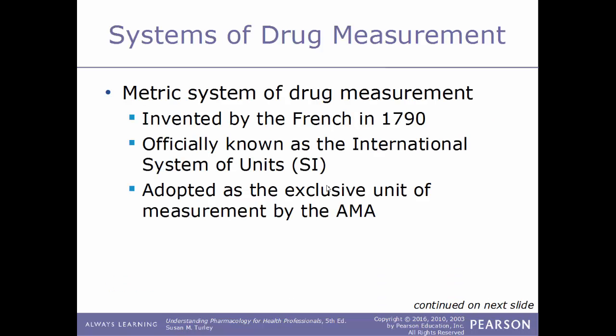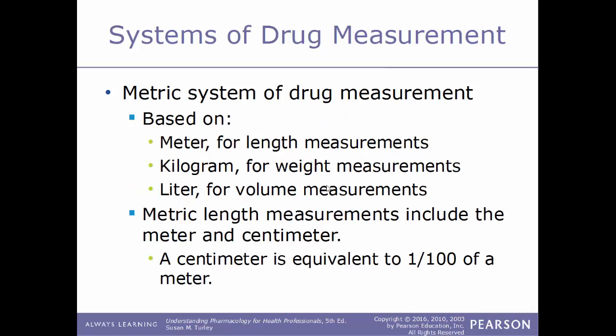Our next is the metric system of drug measurement, developed by the French in 1790. It's also known as the International System of Units, or SI units. And this has been adopted as the exclusive unit of measurement by the AMA, American Medical Association. And this is a much easier system to use because it's all based on powers of 10. And there are some standard units that are used in the system. When you're measuring length, you use meter. For weight, you use kilograms. And for volume, you use liter. A very common length measurement that comes up is centimeter, for example. And the prefix centi means 100th. So a centimeter literally translates to 1/100th of a meter.